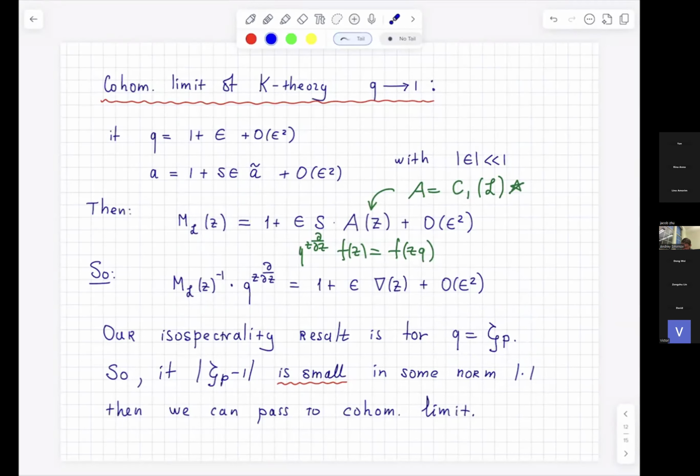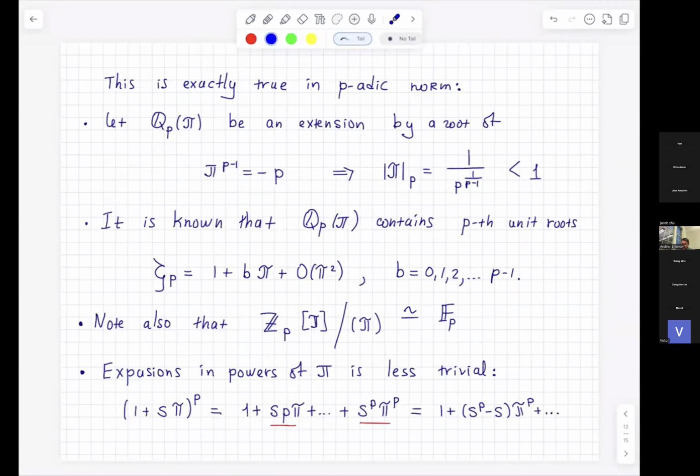So how does it work? When we switch to p-adic norms, it works as follows. You may start with an extension of the p-adic field by a certain root, which I call pi, of the following equation: pi to the power p minus 1 is equal to minus p. So in particular, pi is a small parameter in the p-adic norm. Its p-adic norm, as follows from this equation, is less than 1.